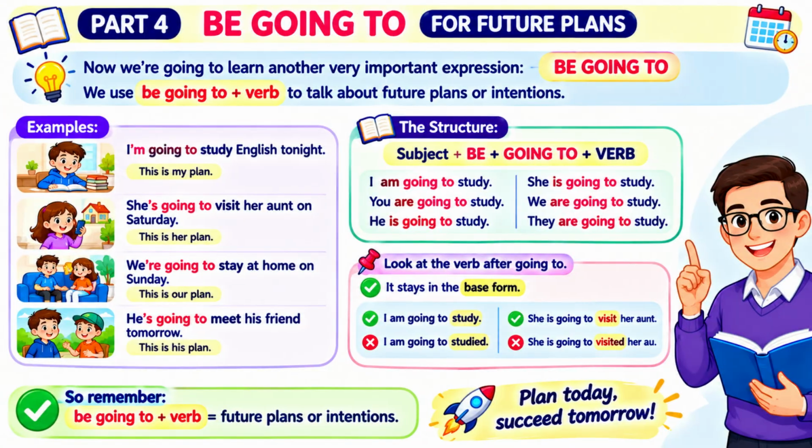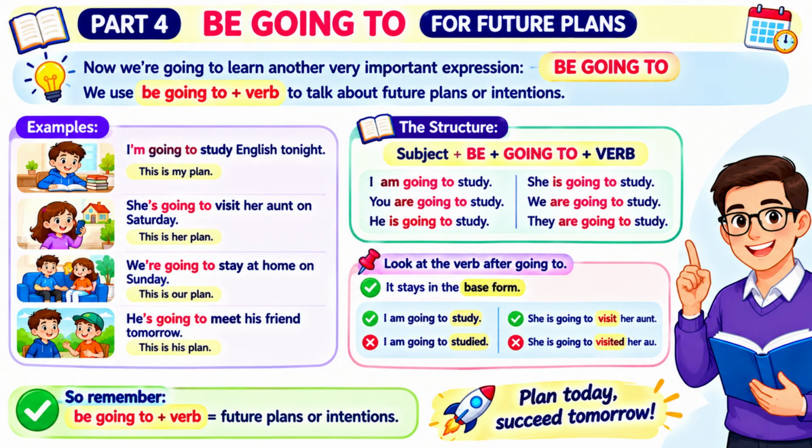We use be going to plus verb to talk about future plans or intentions. For example, I'm going to study English tonight. This is my plan. She's going to visit her aunt on Saturday. This is her plan. We are going to stay at home on Saturday. This is our plan. He's going to meet his friend tomorrow. This is his plan. The structure is subject plus be plus going to plus verb.